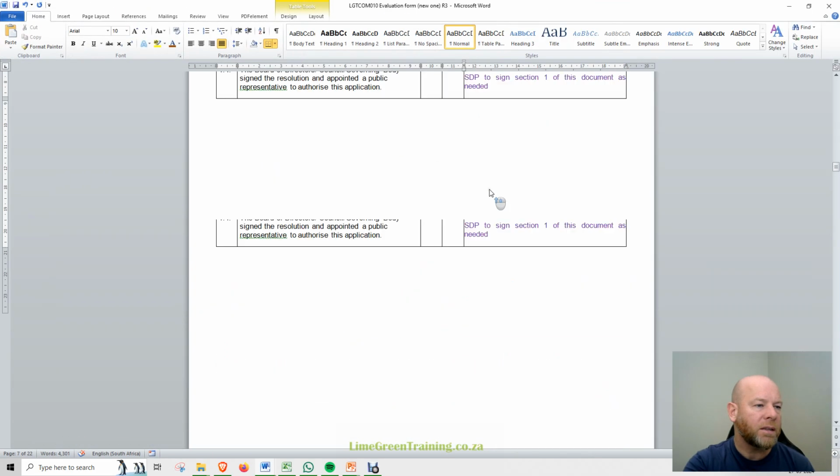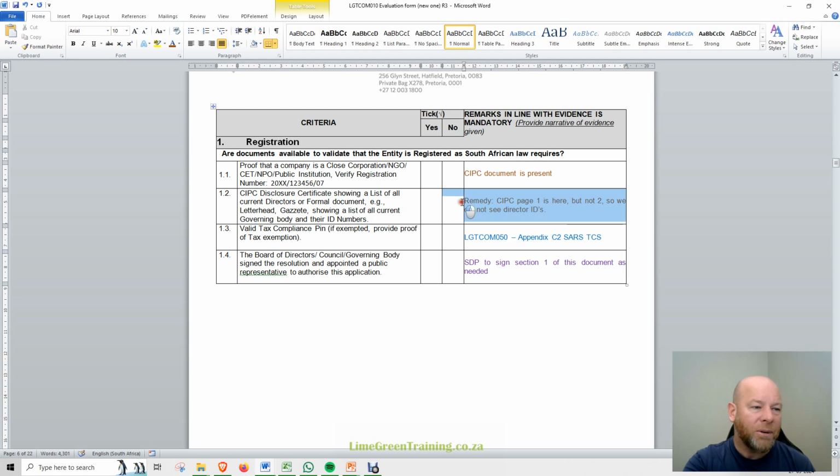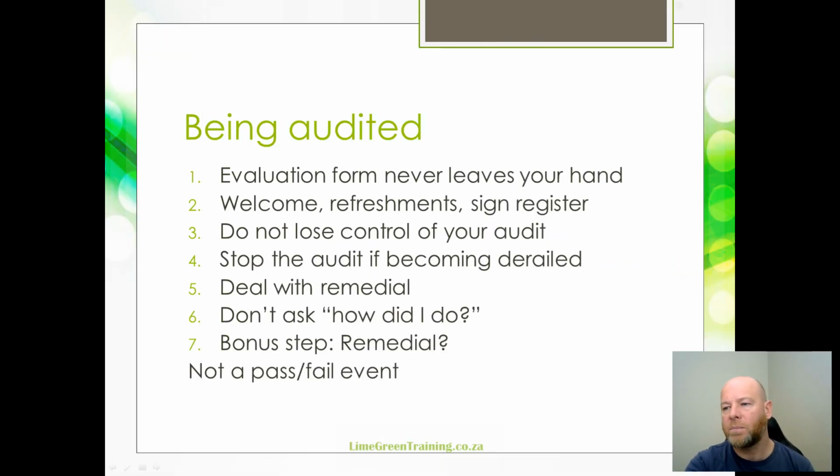For example, if we are running this audit and you're trying to fix that on the spot, you would just go and get page 2 of your CIPC, insert it in and let the audit continue, because that is the direct requirement. If you weren't able to do that, they should send you an email afterwards requesting the items that you did not do that require remedy that are aligned to this form, and then you need to just provide those items.